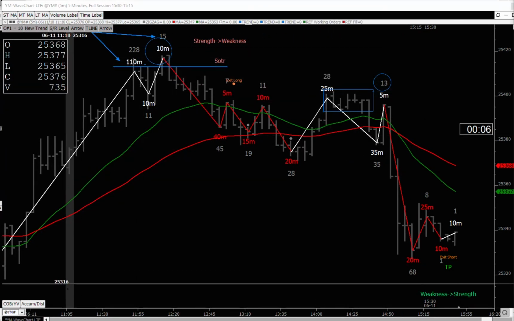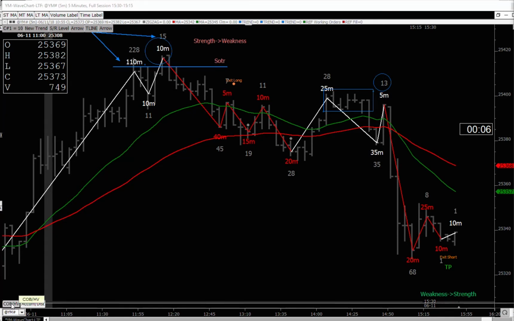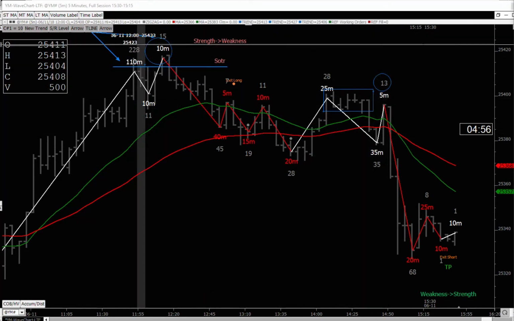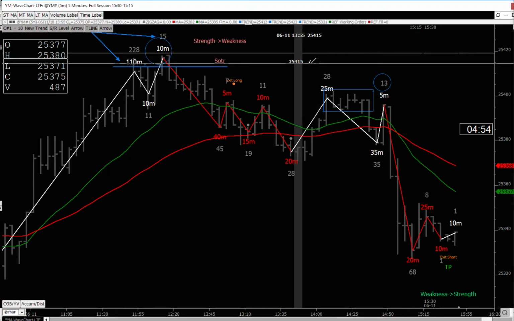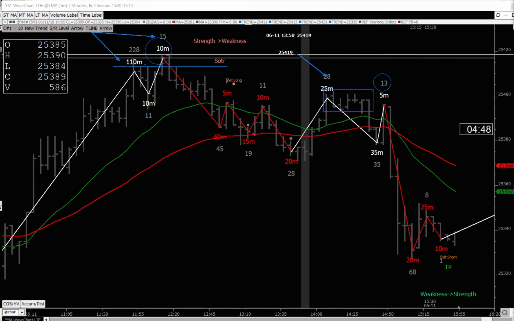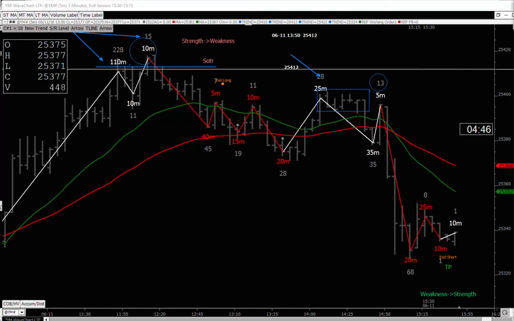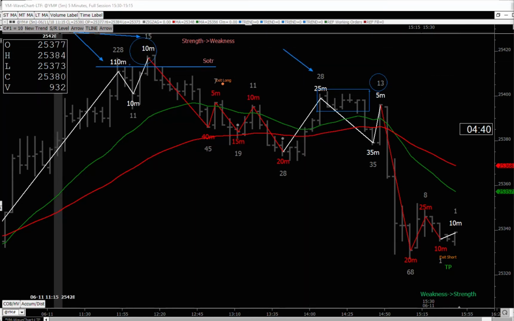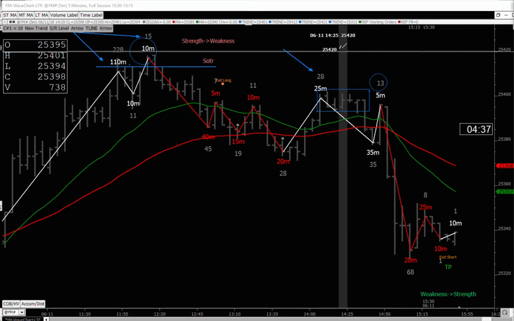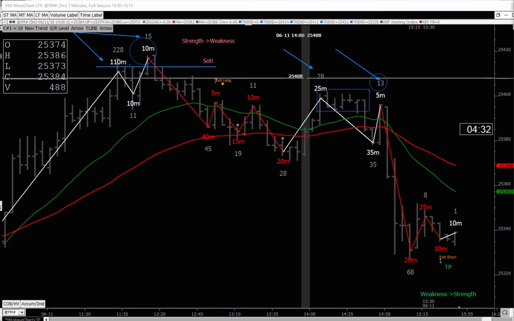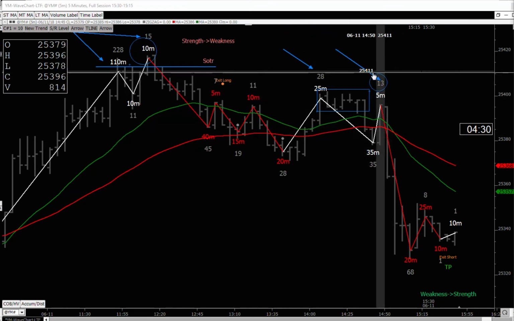the interplay between the volumes and the rallies, because it's really important to be able to read this. First, what's the volume here? 2800. This volume, what's the volume here? 1300. The ratio here is less than half.